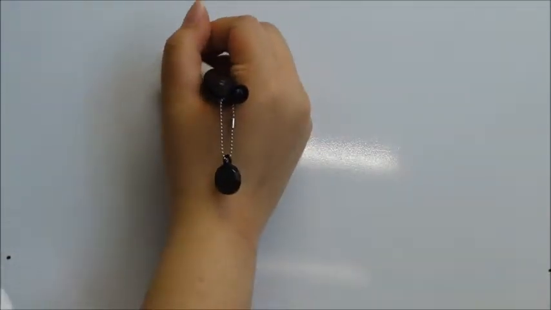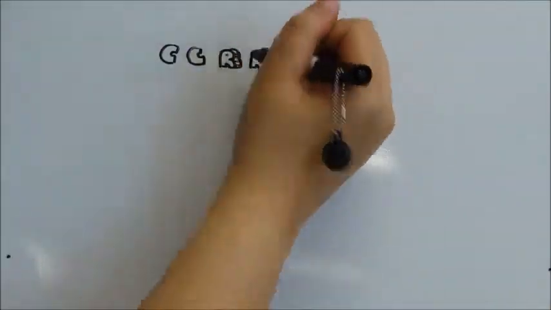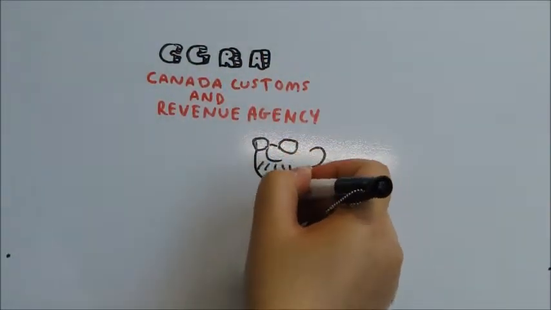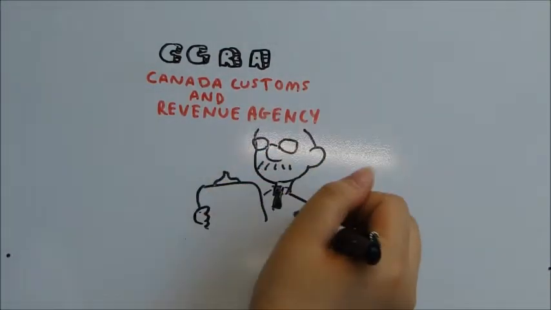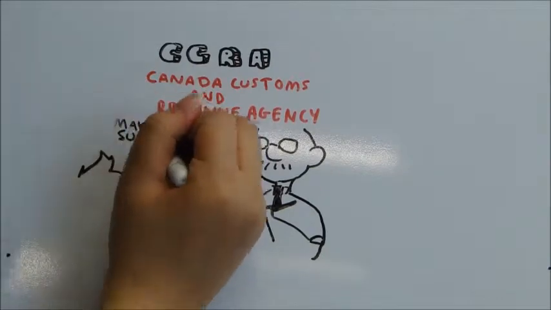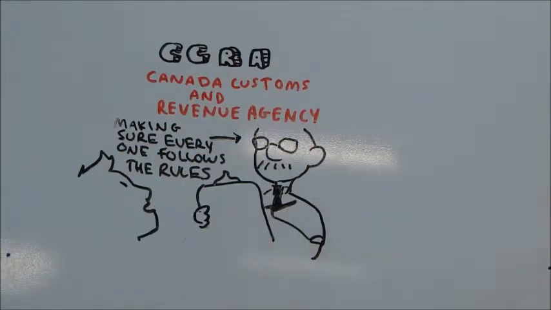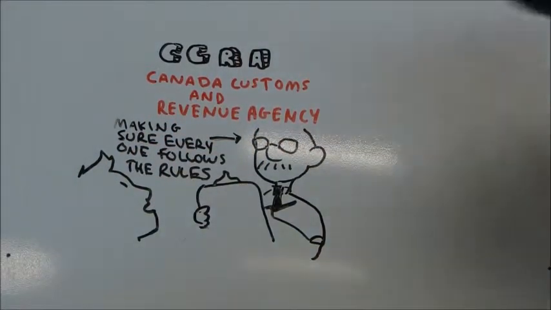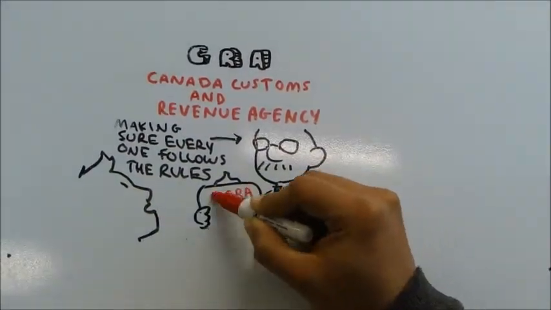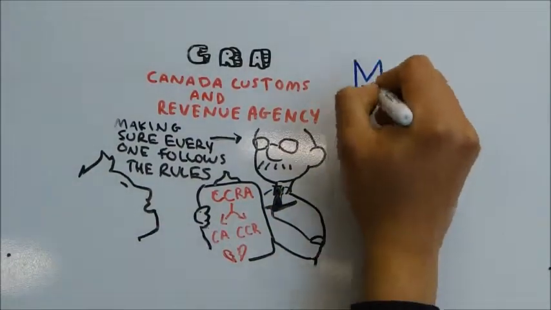First, let's talk about CCRA, which stands for Canada Customs and Revenue Agency. The CCRA sets tax laws for the Government of Canada, and they make sure everyone follows them. They also let companies deduct their amortization expense when calculating their taxable income. Today, the agency has split into two groups, so CCRA is now known as CRA.